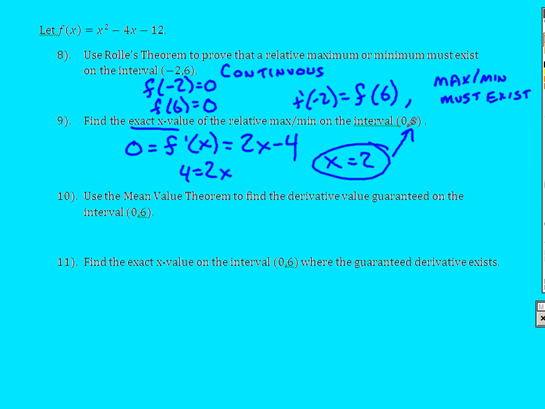Alright, now use the mean value theorem to find the derivative value guaranteed on the interval from 0 to 6. So what this means is if we have this graph going through 2 points, what is the slope of that secant line?